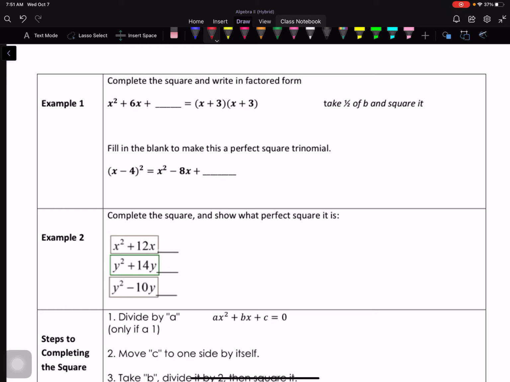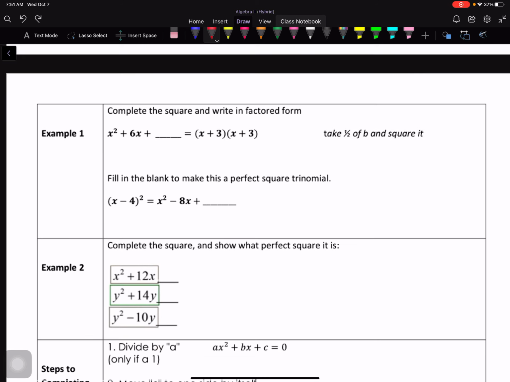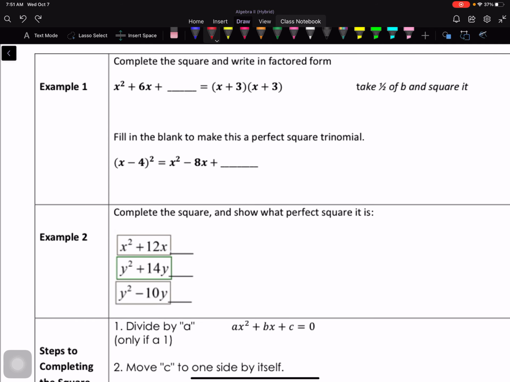So here's what we want. We have x squared plus 6x plus something we don't know, which equals x plus 3 times x plus 3. Here's how you complete the square. This would be a, this would be b, and we're trying to figure out c. To figure out c, take half of b, which is 6, and square it. Half of 6 is 3, and 3 squared is 9. So that's what c is. It says that right there: take half of b and square it.